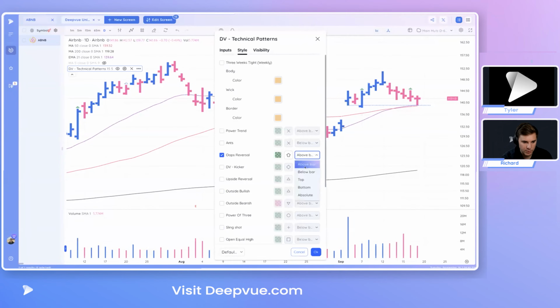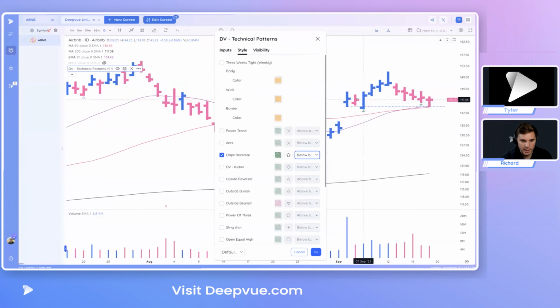You can see the OOPS reversal. We can either do above the bar or below the bar. An OOPS reversal is when we gap down below the prior day's low and we move back through that low and close above it. So this will activate whenever there's an OOPS reversal. You can see there's one here on this day. One also here, a subtle one here that closed pretty weakly, but this is another short-term entry tactic that a lot of people use.